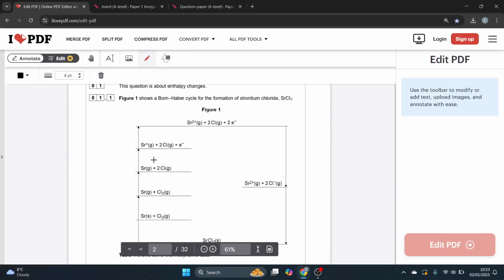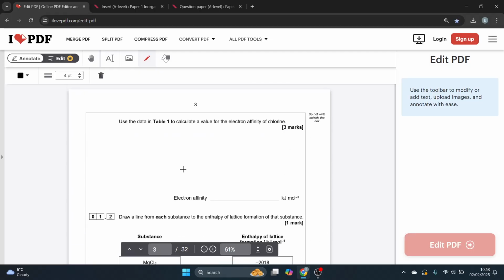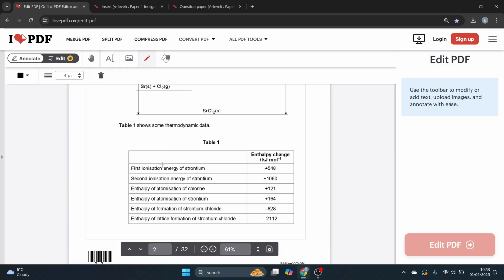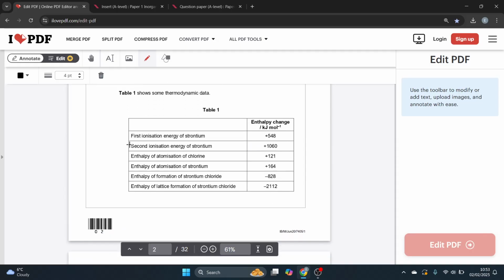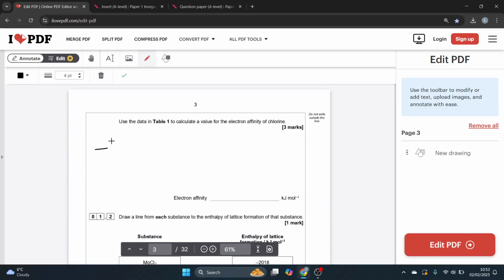So, first question, a Born-Haber cycle. It doesn't want me to fill it in, it wants me to calculate the electron affinity of chlorine. So I'm going to set the enthalpy of formation, minus 828, equal to everything else.